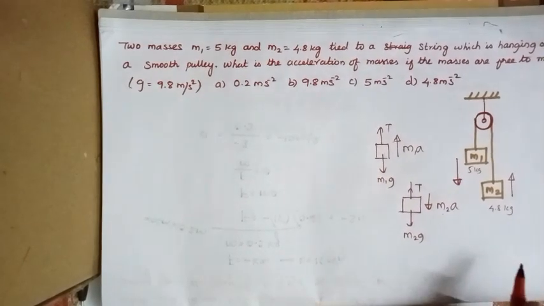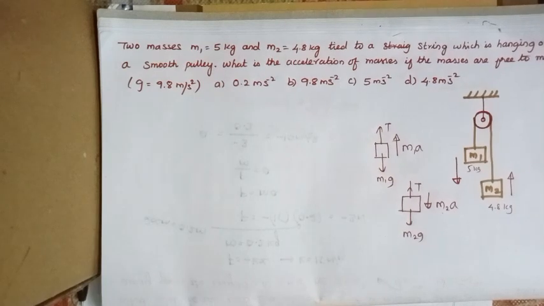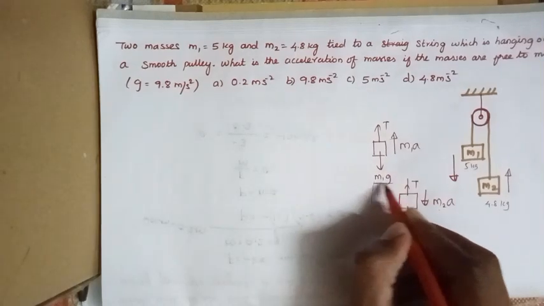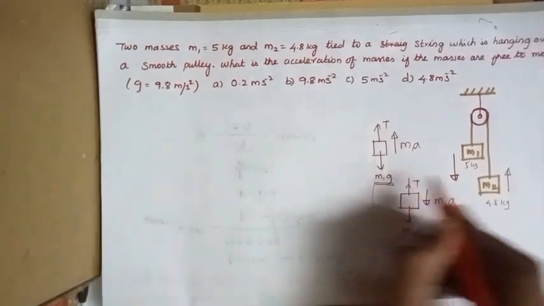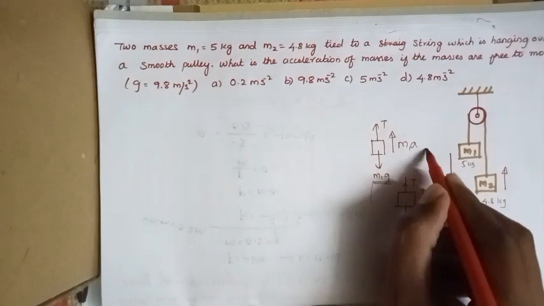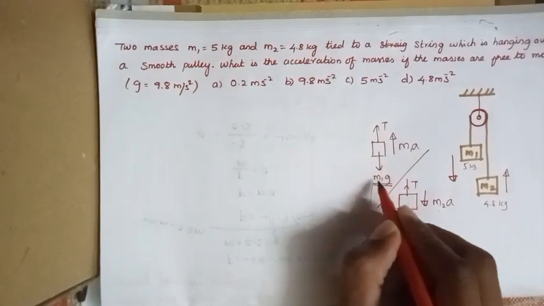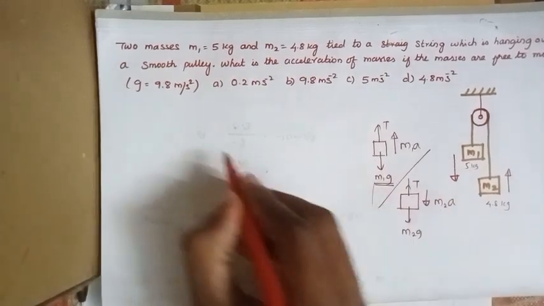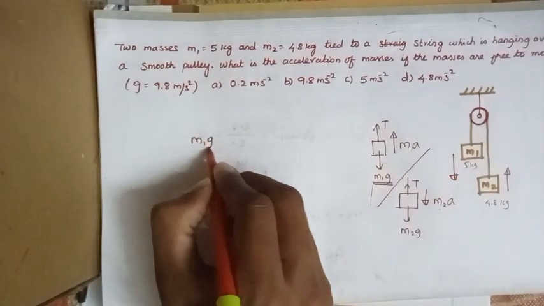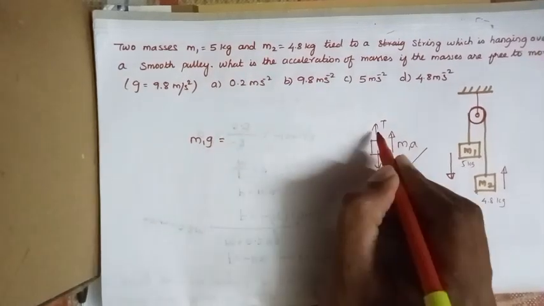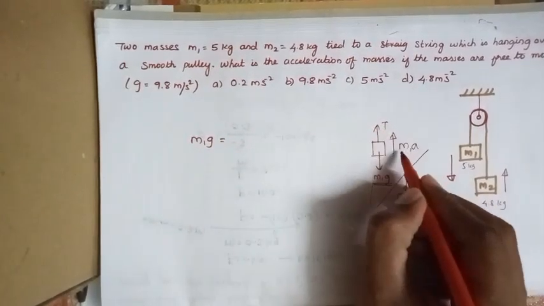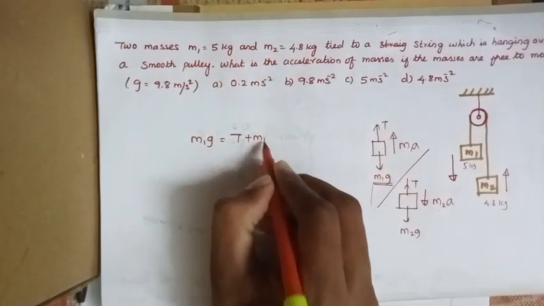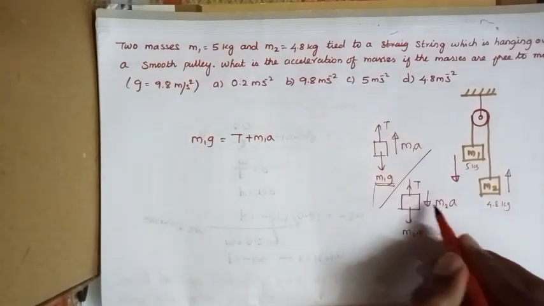Now we have to identify what are all the forces which support the motion. If you take the first mass, it moves in downward direction, so the mass m1 supports the motion. Okay, the first mass is moving in downward direction, so all the downward directed forces are supporting the motion of mass 1. So the mass m1g supports the motion, but the tension opposes the motion, it acts in the opposite direction, and inertia is also acting in the opposite direction. So T plus m1a.